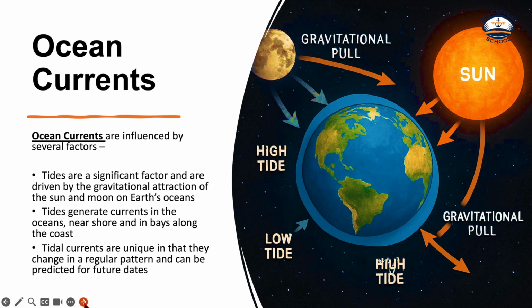Tides are a significant factor and are driven by the gravitational attraction of the sun and moon on the Earth's oceans. Tides generate currents in the oceans near shore and in bays along the coast. Tidal currents are unique in that they change in a regular pattern and can be predicted for future dates. If you remember from your OUPV course, we went over tides and how they work and how they can be predicted, using NOAA information to find out what the tidal influences should be on any area that you're operating in, on any date, any time. Those can be predicted very far out in the future.